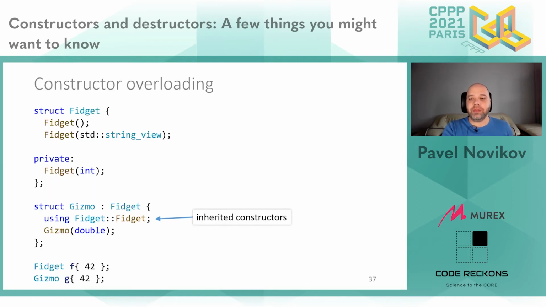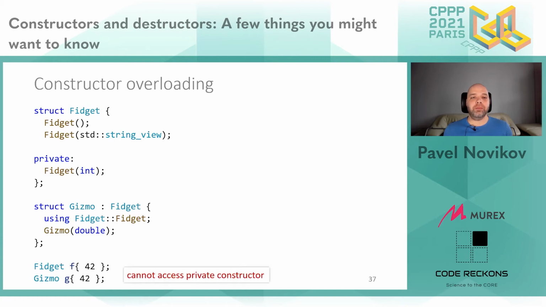And let me allow the answers to flow for the next question. So this also affects inherited constructors. When you inherit a type and inherit constructors, everything goes to the overload set. And in these cases, again, the best match would be the private fidget constructor that receives an int, and both of these cases will not work, even though the gizmo constructor explicitly provides a construction from double.